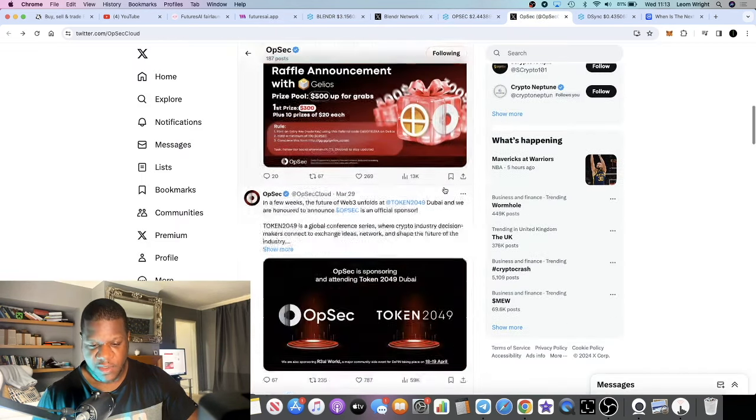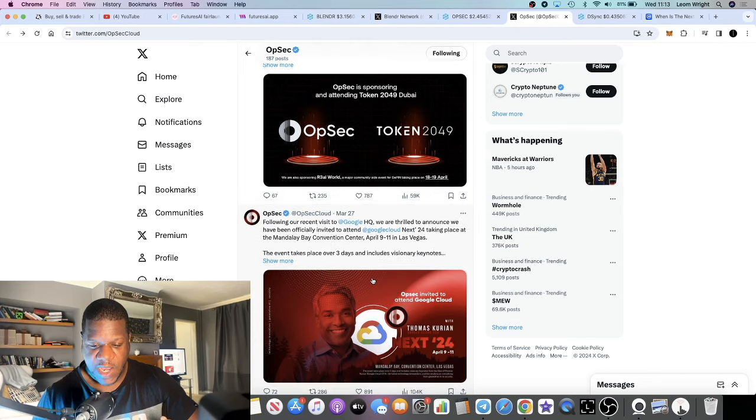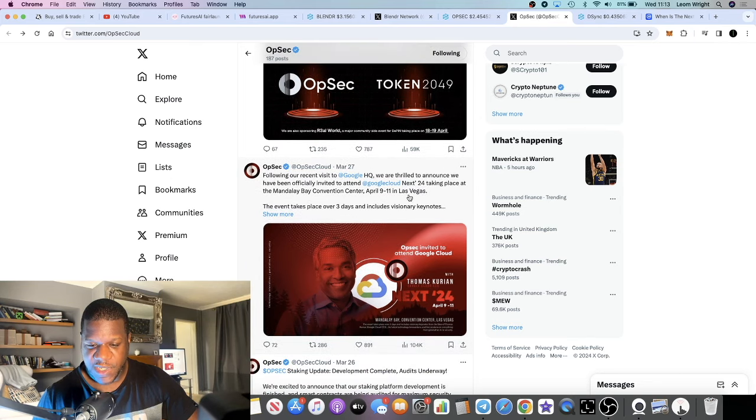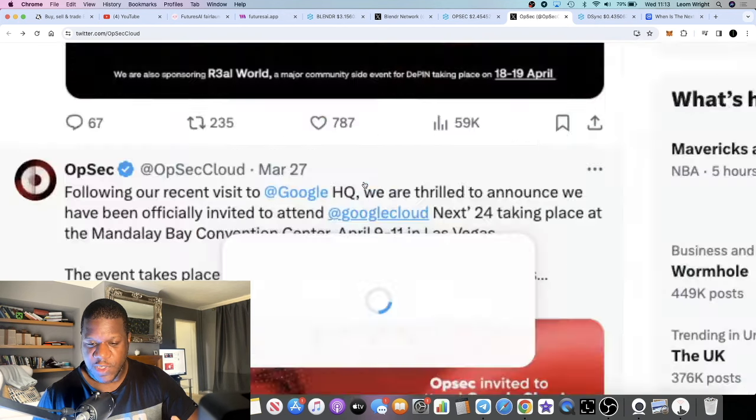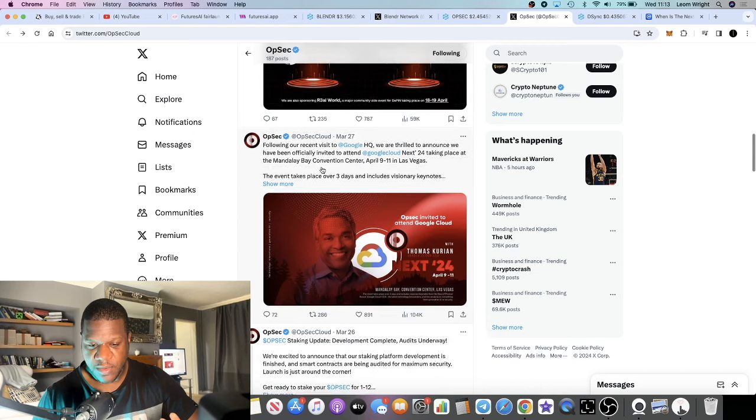Other updates we could talk about: they're sponsoring Token 2049. They've recently visited Google's HQ, and they've been officially invited to attend Google Cloud 2024 in Mandalay Bay.